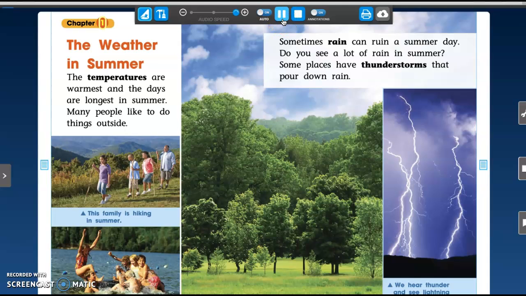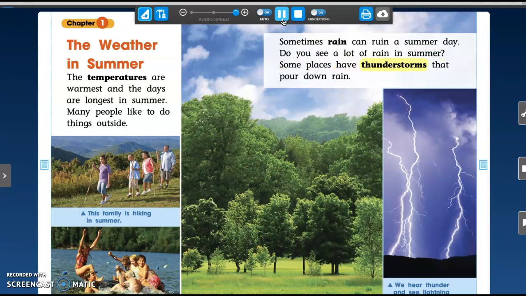Chapter 1. The Weather in Summer. The temperatures are warmest and the days are longest in summer. Many people like to do things outside. Sometimes, rain can ruin a summer day. Do you see a lot of rain in summer?